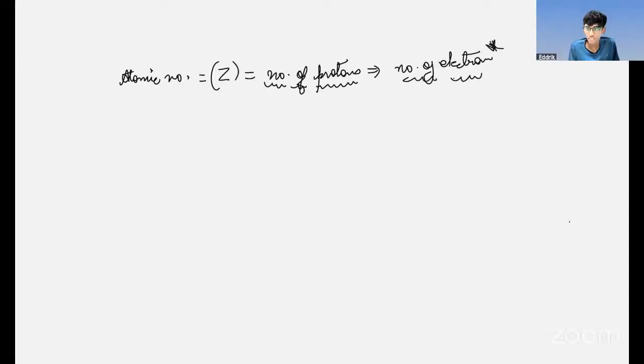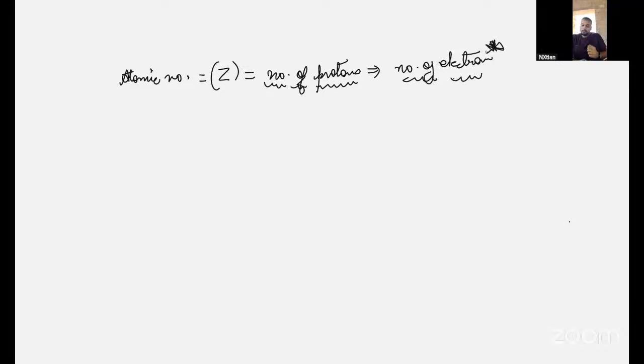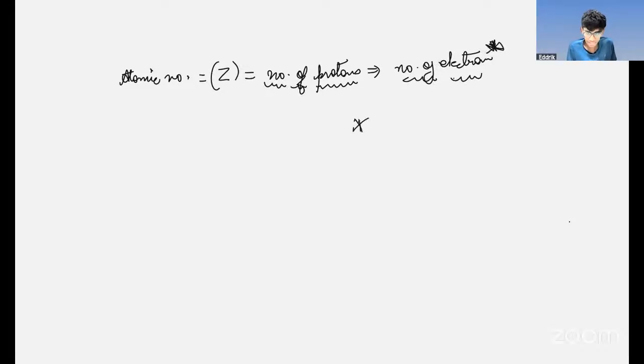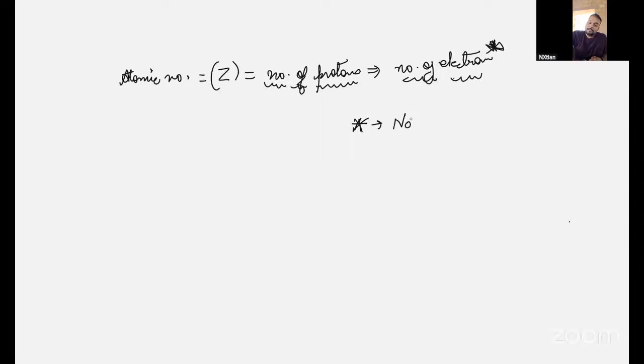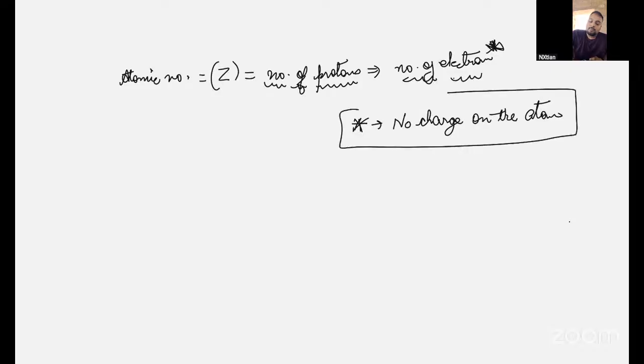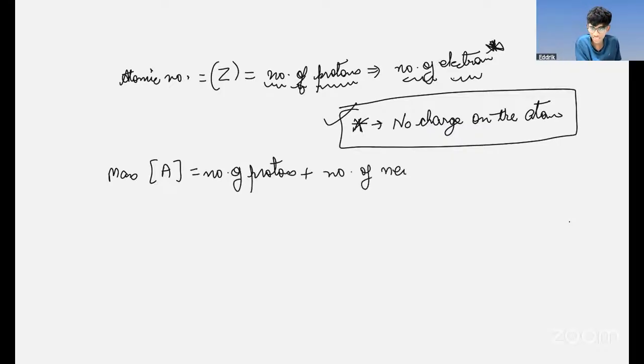Now, what is the meaning of the star mark? Basically, it's about ions. For example, if it's a cation there will be fewer electrons, and if it's an anion there will be more electrons. The star mark means that no charge is there on the atom. If a charge is there, then the number of electrons won't be equal. And then the mass number is denoted by A, which means number of protons plus number of neutrons.